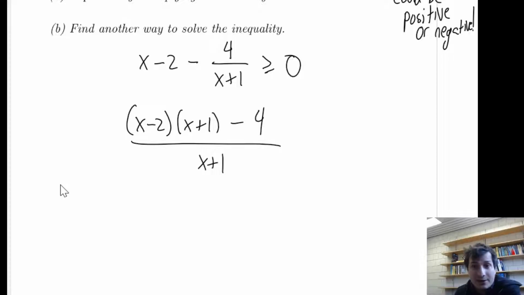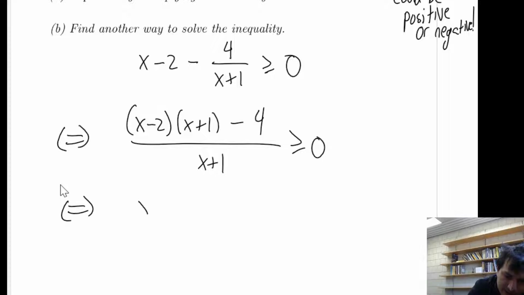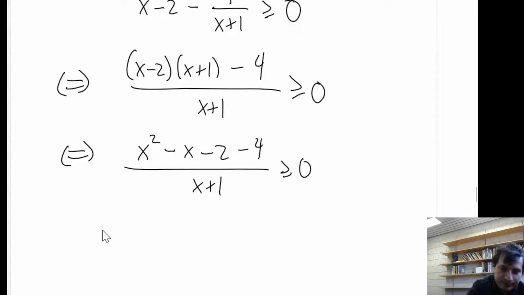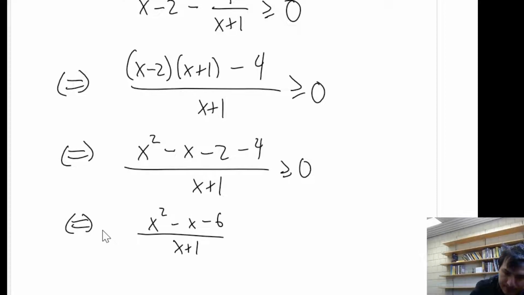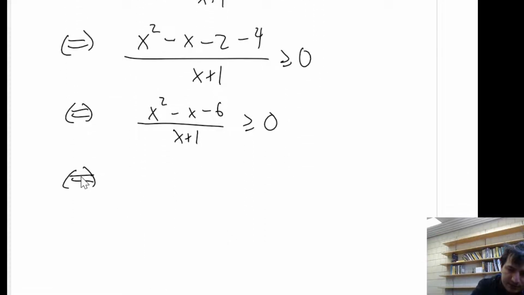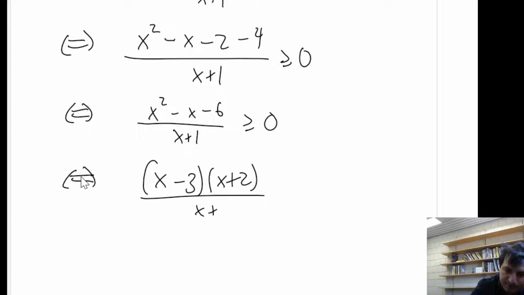So if I make a common denominator of x plus 1, I'm looking at this. And the top, I can expand: x squared minus x minus 2, minus 4, over x plus 1. And this I can factor: x squared minus x minus 6 over x plus 1 greater than 0. That's x minus 3 times x plus 2, an easy one to factor, over x plus 1 greater than 0. And now this is perfect for my number line method.